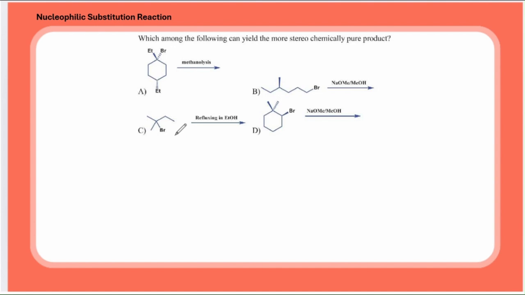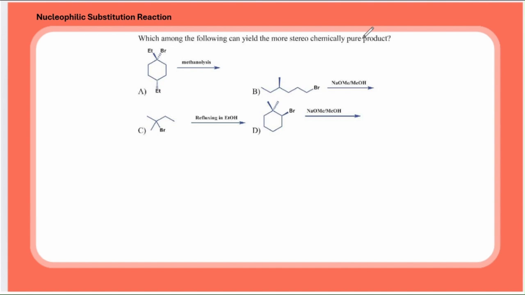In this video, I'm going to explain nucleophilic substitution reaction and the stereochemistry of the products using an example. What is the question here? Which among the following can yield the more stereochemically pure product? First, let's understand what a stereochemically pure product means.